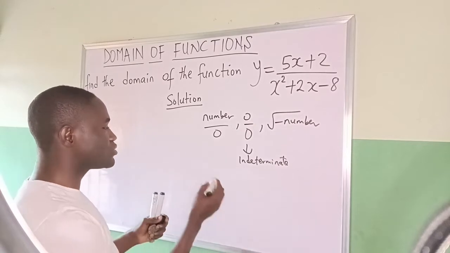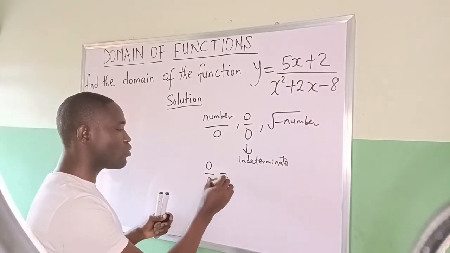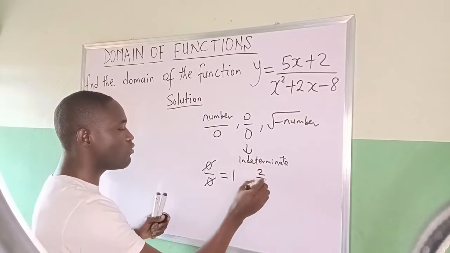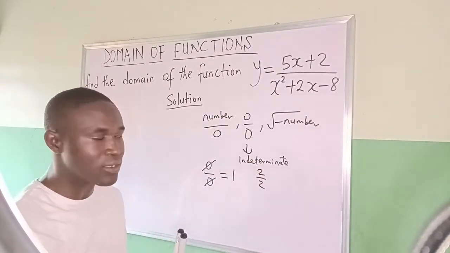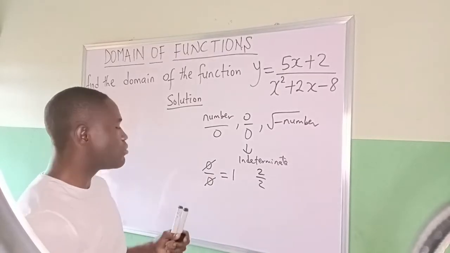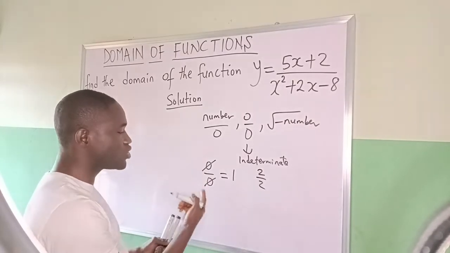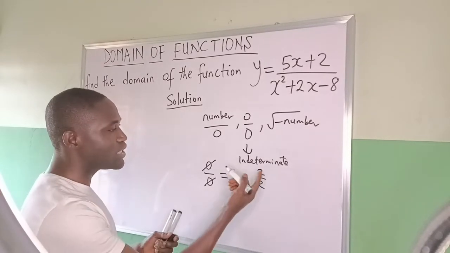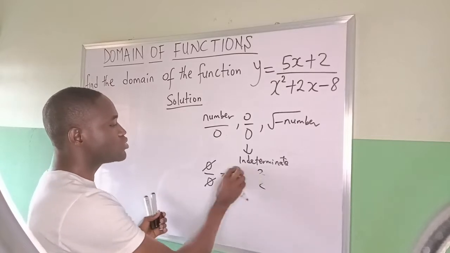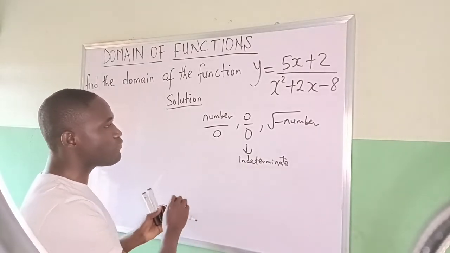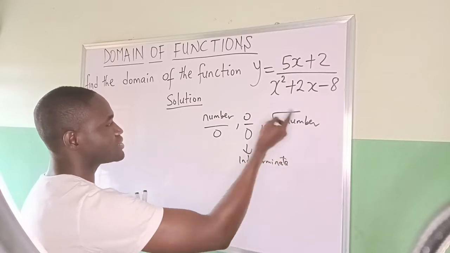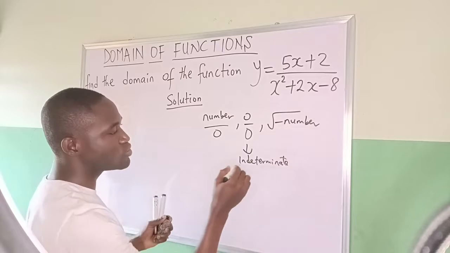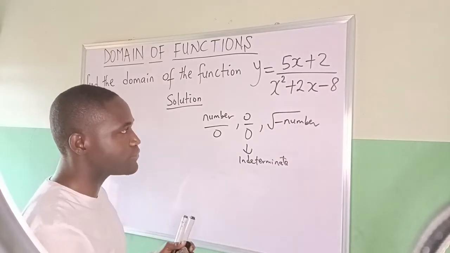Before now, some persons, when you tell them 0 over 0 is equal to what? They will say this over this is equal to 1. Using that mentality of 2 over 2 equal to 1, 3 over 3 equal to 1. But 0 over 0 is not 1 because you are dividing nothing. Nothing. What are you cancelling? So it is indeterminate. Okay, so that means anytime you solve a particular problem and you arrive at any number over 0, 0 over 0, square root of negative number, you say it is undefined.